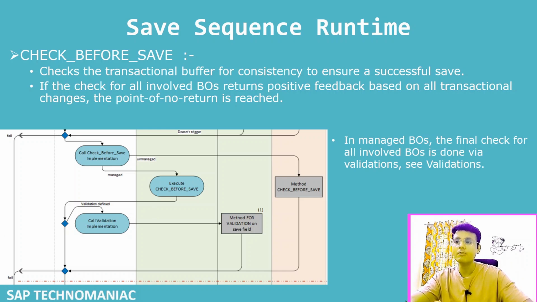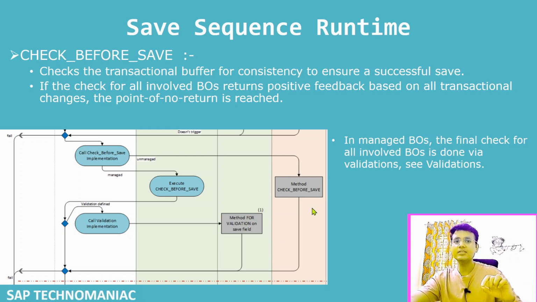That is the reason in the unmanaged scenario we call the check before save, and in the managed scenario, the check before save is done by the runtime. If you want to do additional validation, we write that in the validation step, the method for validation for the managed scenario. In the unmanaged scenario, if you want to write any validation, we write it in the check before save.